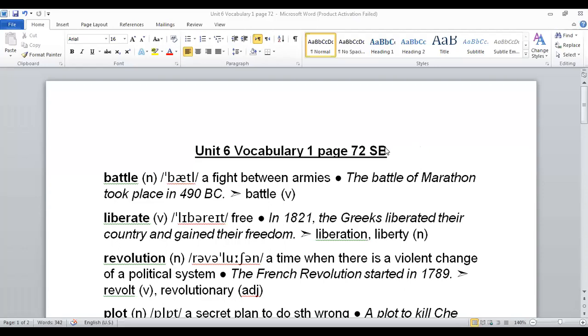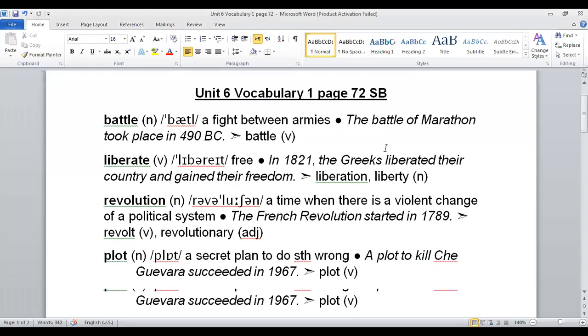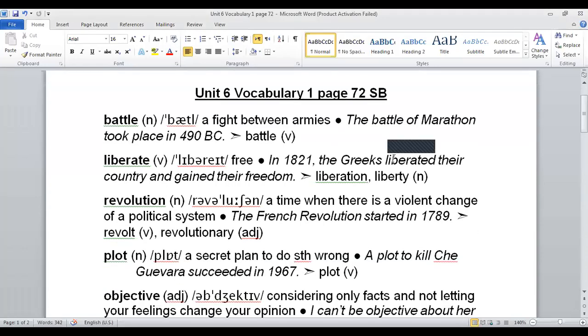And here we will have vocab 1 in unit 6, page 72 in the student's book. We'll start here by explaining the meaning of the most important words. The first one is the word battle. And the word battle means a fight between armies.